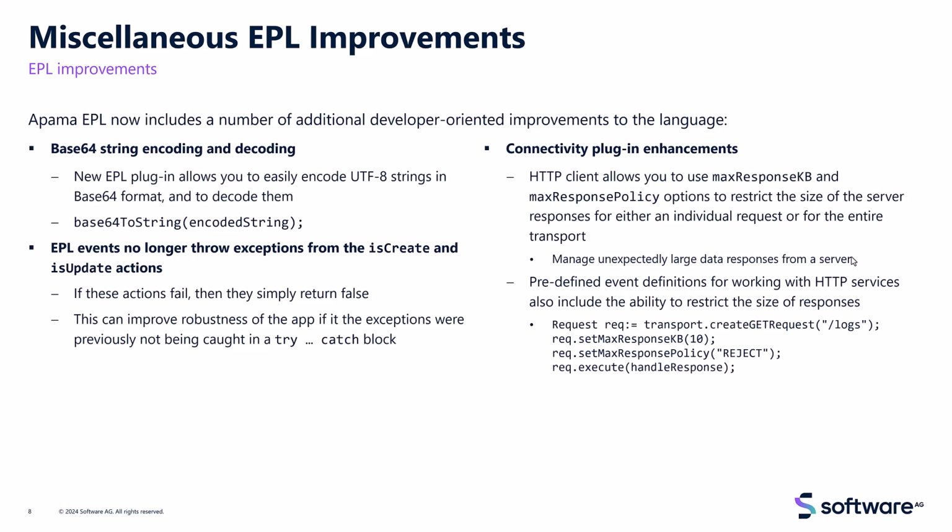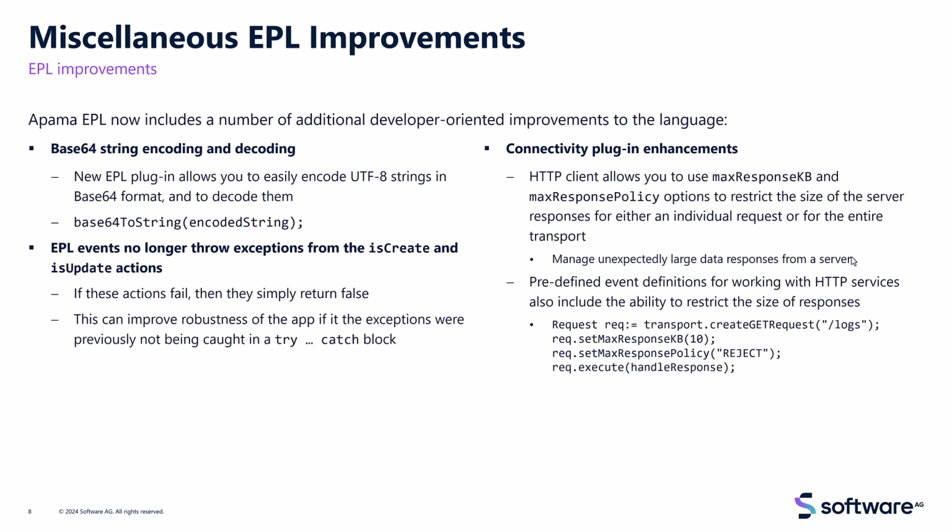Again, with the robustness, we have prevented the isCreate and isUpdate actions from throwing exceptions if they fail. Now they simply return a false, which makes it easier to write an application which doesn't use try-catch exception handling, and it should improve robustness as a result.